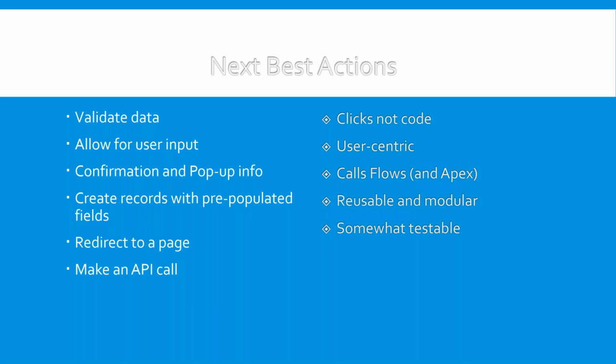Next Best Actions are also awesome because they're reusable and modular. And if you're redoing your JavaScript buttons and looking at how many you have and wondering why you have so many, think about how you can take reusable modular components and reduce the workload and the maintenance load of all of that functionality. Also, Next Best Actions are, well, somewhat testable because, of course, they call flow, and we can do some testing with flow. But they also have a test option on their own, so that's kind of cool. It's a little bit limited to interactive testing, more like a debugger, but it's something.